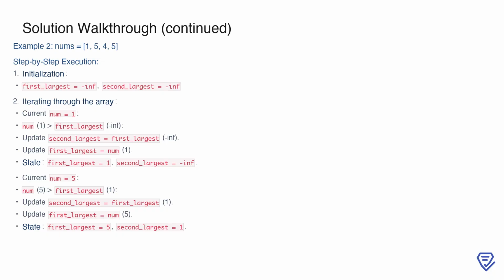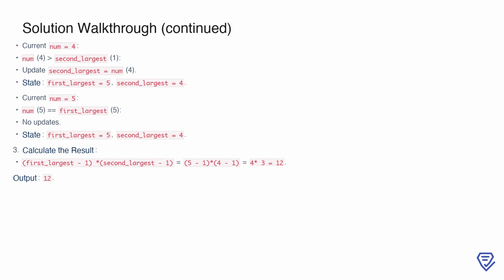Now, the values are first_largest equals 1 and second_largest equals INF. Moving to the next number, 5, we see that it is greater than first_largest, which is currently 1. So, we update second_largest to 1 and first_largest to 5. At this point, the variables are first_largest equals 5 and second_largest equals 1.